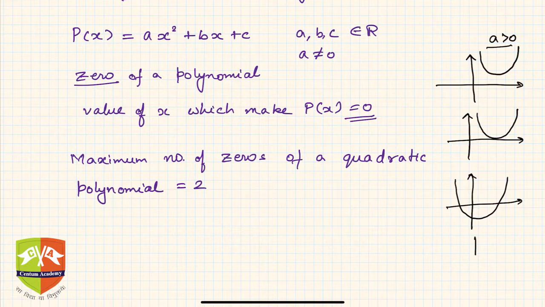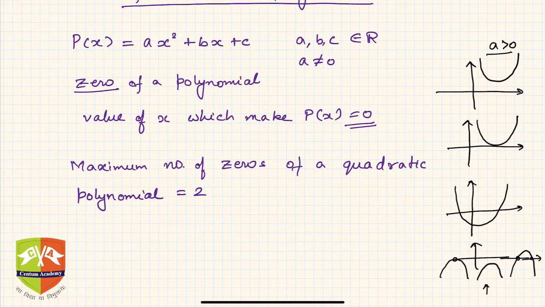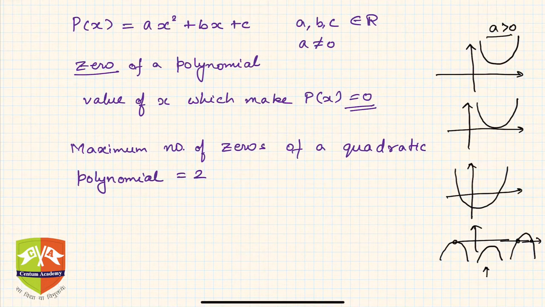If a is less than zero, then again there will be three varieties. One is this, another one could be just touching the x-axis, and the third one could be intersecting the x-axis at two locations, right? So at max there are two zeros, none in one case, and exactly one in the other. So there are possibilities of two zeros, one zero, or no zeros at all, right?